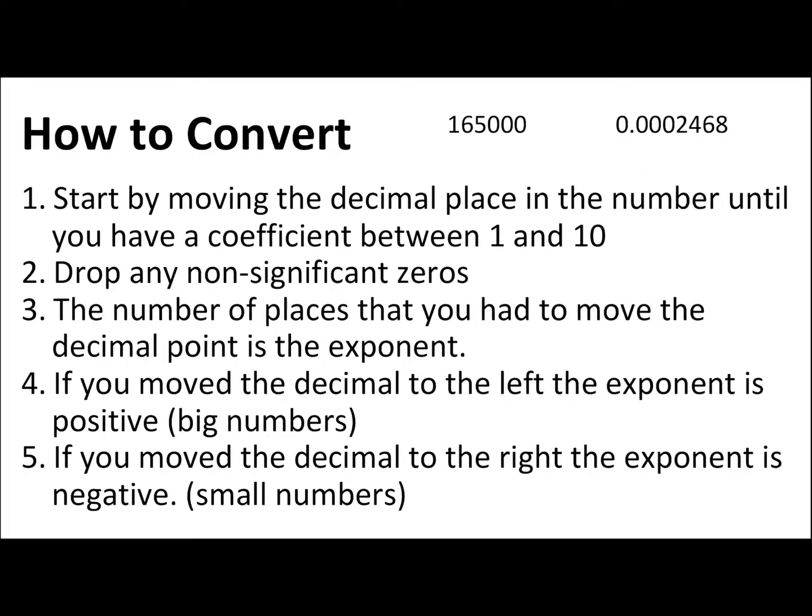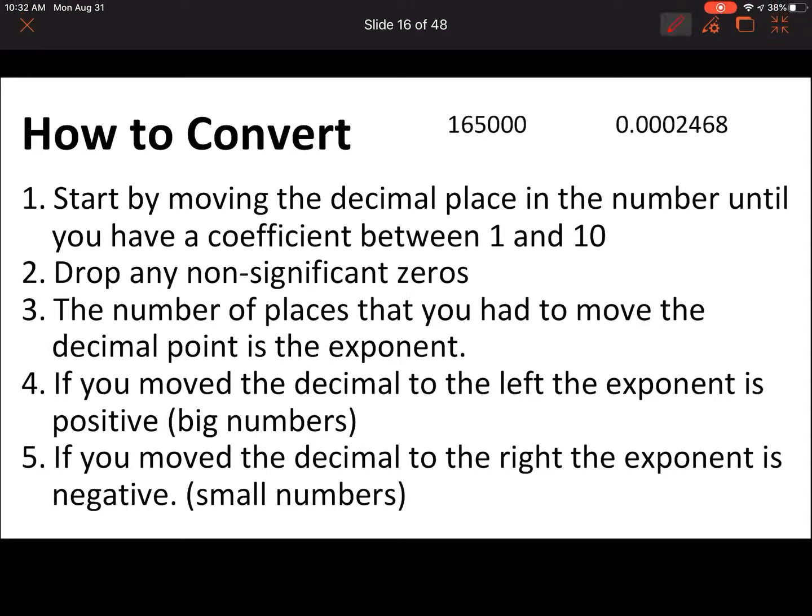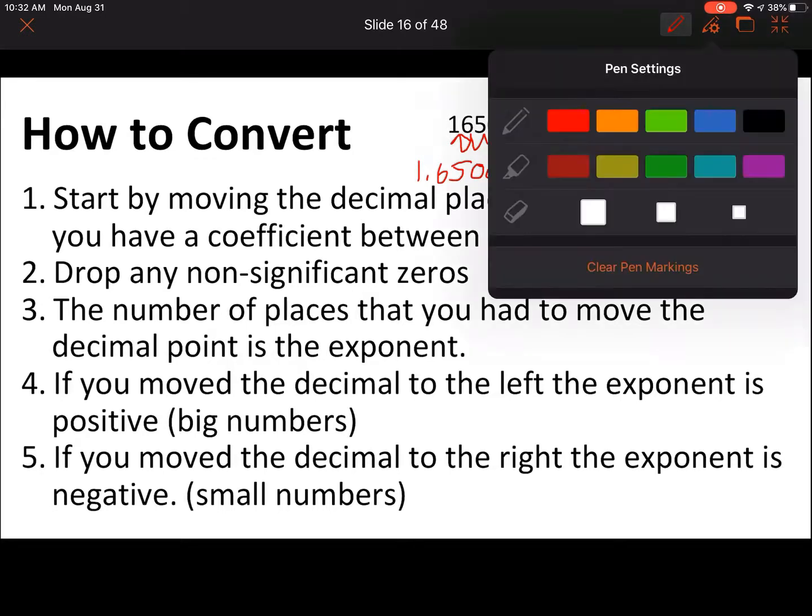How do we do it? Start by moving the decimal place in the number until you have a coefficient between 1 and 10. That means the number out in front needs to be between 1 and 10. So we start by finding the decimal. If there isn't one, we'll put it where it would normally be, like in 165,000. We know the decimal's right there at the end. And we're going to move this decimal once, twice, 3 times, 4 times, 5 times in this case. And now I'm going to move it so I have 1.65000.